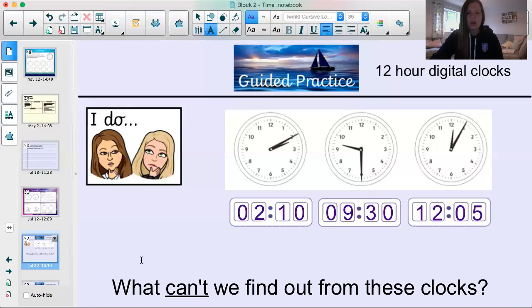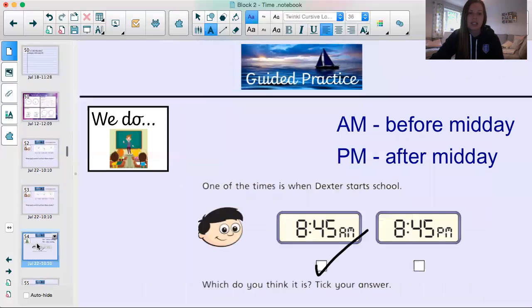Okay. So what can't we find out from these clocks? Well, this is really important because if you look at this clock and you see it says 2:10 or 10 past 2, you think, is that 10 past 2 in the morning when I'd be asleep in bed, or is it 10 past 2 in the afternoon, just after lunch? Well, we don't know. So with a digital clock, either it will tell you in the 24-hour form, which we will learn next week, or they will write AM or PM next to the clock, as you will see here. AM means before midday and PM means after midday.